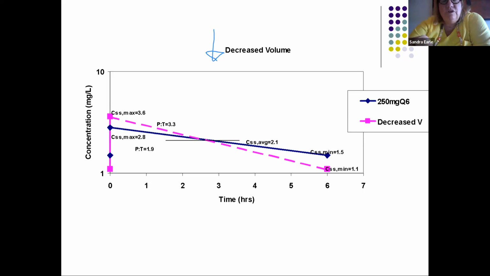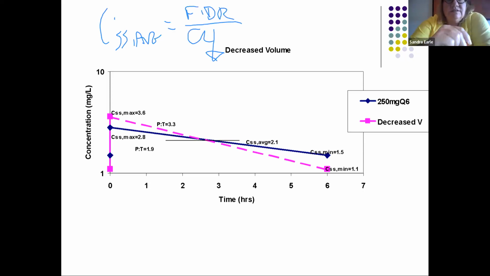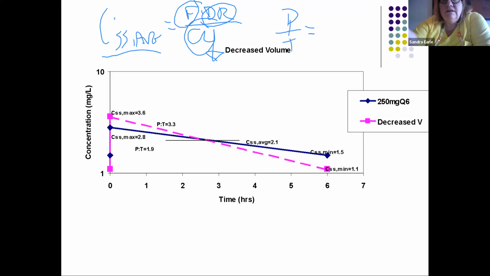So if we decrease the volume, what's going to happen? Does it affect CSS average? Well, CSS average is equal to bioavailable dose rate all over clearance. Probably not, because volume isn't one of these determinants of CSS average. So we would expect the CSS average to remain the same. But how about the peak to trough ratio? Well, the peak to trough ratio, if you remember, is equal to 1 over e to the negative k tau.